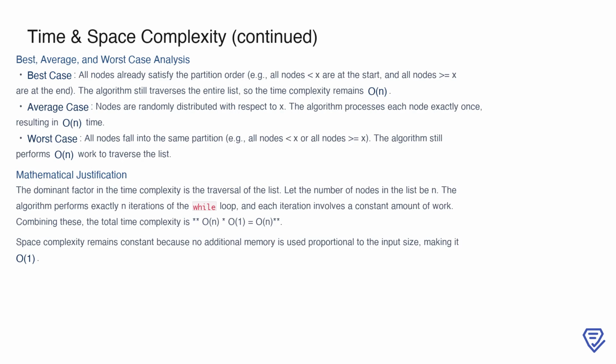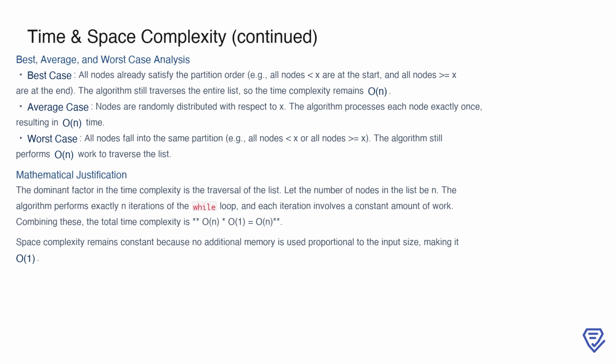Analyzing the best, average, and worst-case scenarios for this algorithm, we see that the time complexity consistently remains O(n). In the best case, if all the nodes are already in the correct partition order, such as all nodes less than x being at the start and all nodes greater than or equal to x being at the end, the algorithm still traverses the entire list, resulting in O(n) time.